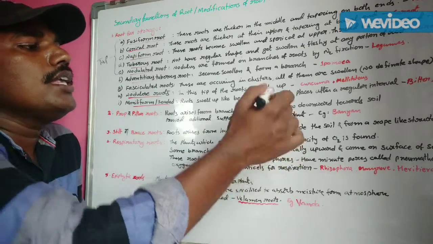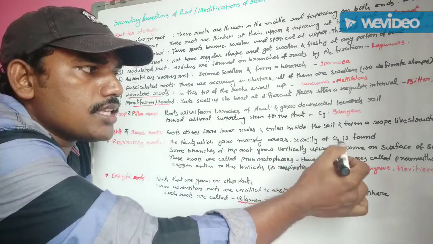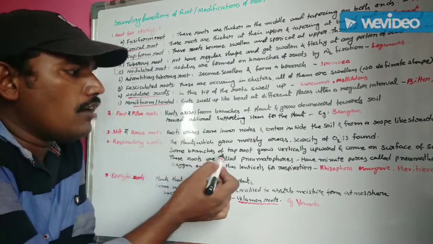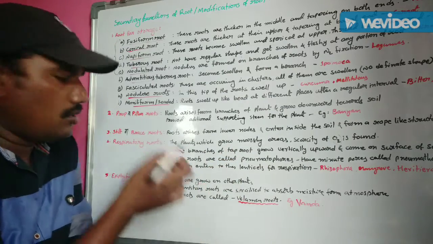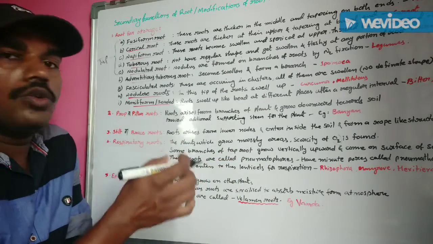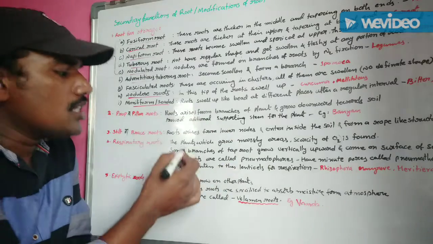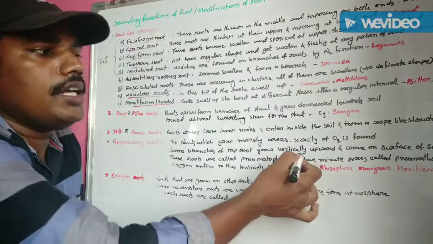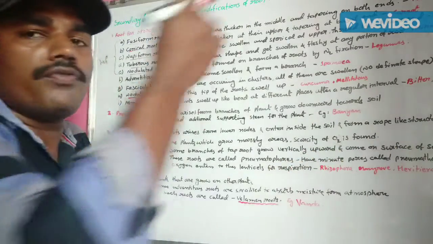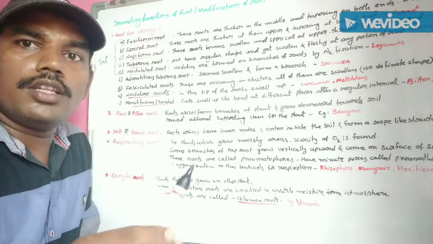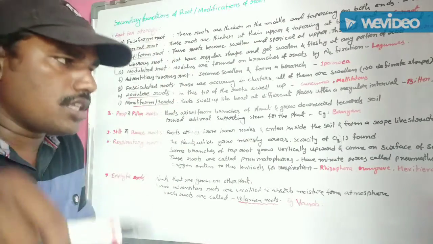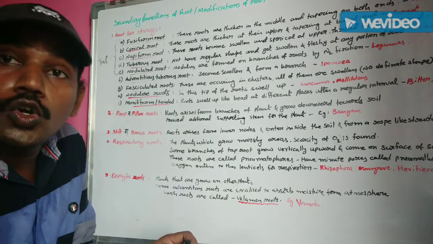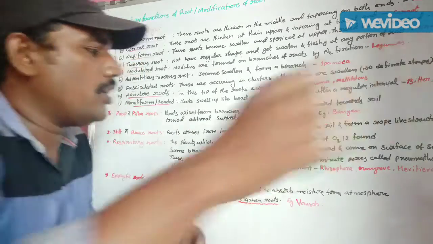There is also a scarcity of oxygen. These respiratory roots are mainly from taproot. Some branches of the taproot grow vertically upwards and come to the surface of the soil. These roots are called pneumatophores. Remember this one?